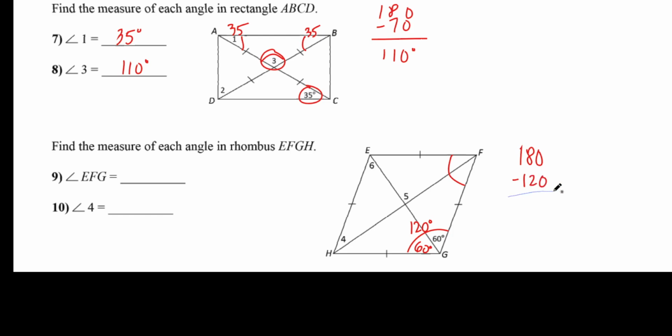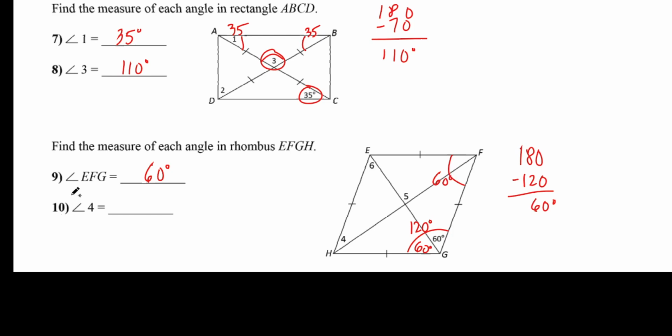That's right. Okay, and that's 60 degrees. So this whole big angle right here, EFG, that's what they ask for, is what? 60 degrees. Got it? Because these are consecutive interior angles, parallel lines cut by a transversal, they're supplementary. We've talked about that before. So that whole big angle is 60 degrees.